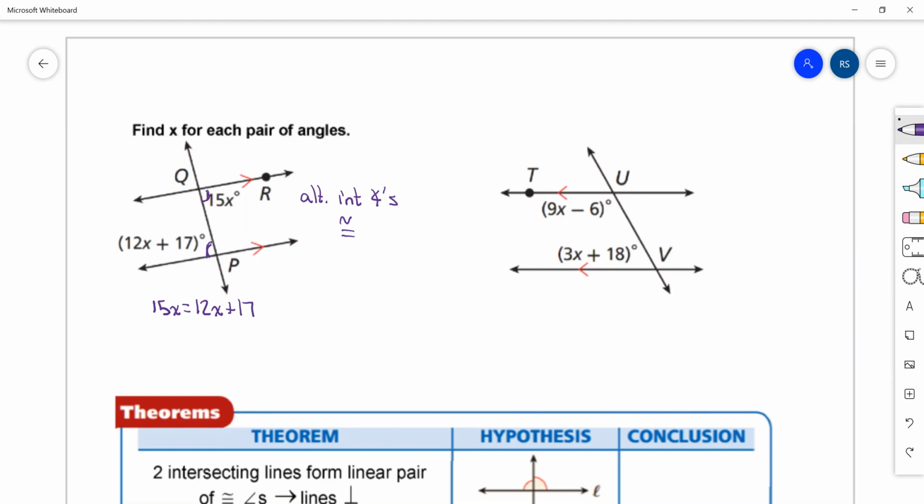Okay, let's solve for x. So we subtract 12x from both sides. We're going to get 3x equals 17. Divide by 3, and you get x equals 17 over 3. That's going to give us a nasty decimal, so we'll just leave it like that.